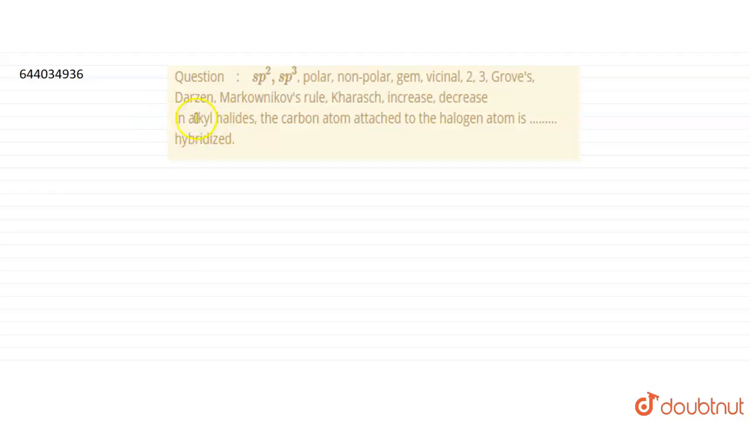Hello students, I hope you all are doing good. So today our question is like this. In alkyl halides, the carbon atom attached to the halogen atom is dash hybridized. So basically we have to identify the hybridization of the carbon atom attached to the halogen atom in the alkyl halides, and fill the blanks by choosing the correct option from the options given in the question, like sp2, sp3.